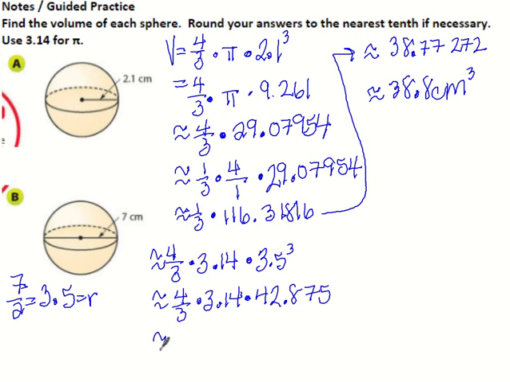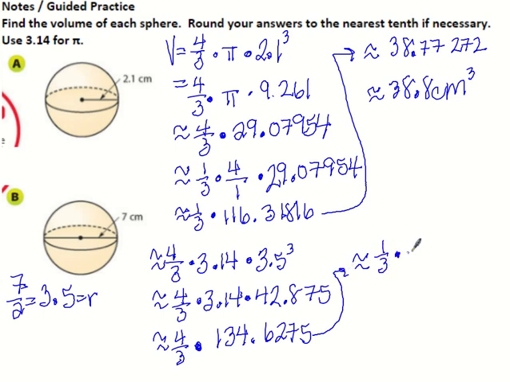So I'm going to have about 4/3 times 134.5, 0.6275. That's my decimal right there. So I'm going to then times that by 4. I'm going to come over here about, right, I'll draw my little arrow for you guys. 1/3 times 538.51. That was kind of nice.